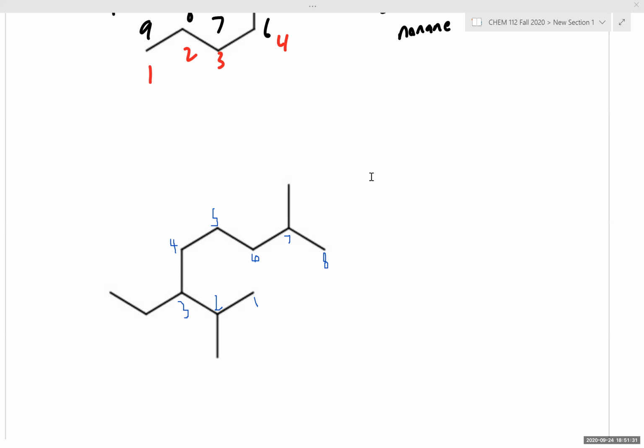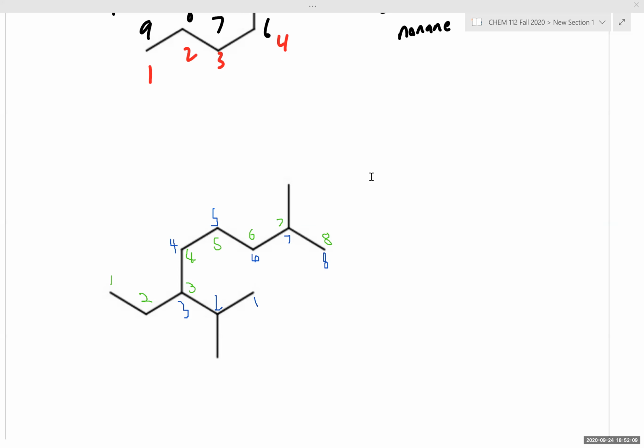Perfect, so we have one proposed carbon numbering method. Would anyone like to share an alternative carbon numbering method? And don't be shy also to share a proposed name, but thank you for sharing. That first carbon numbering method looks pretty reasonable, actually. Does anyone have an alternative numbering method that they'd like to share? And don't be shy if your responses are different from your classmates or the same. The more responses we have, the more we can entertain different possibilities.